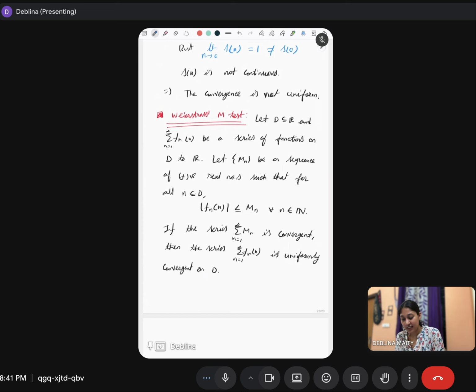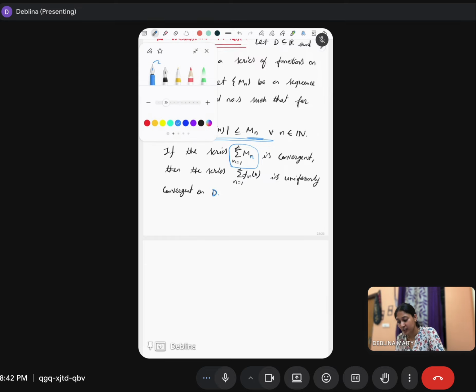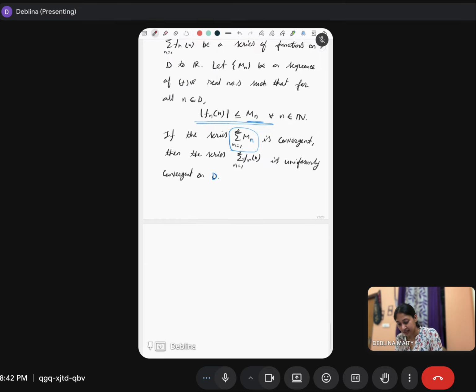So you are saying that for each n, mod F_n(x) is less than or equal to some M_n, right? And you are collecting all these M_n's, so this gives a series of real numbers, right? And we are saying that if this series sum of M_n is convergent, then the main series summation F_n(x) is uniformly convergent on D, right? This is our Weierstrass M test. So we'll use this to solve some problems, right? Then we'll understand.